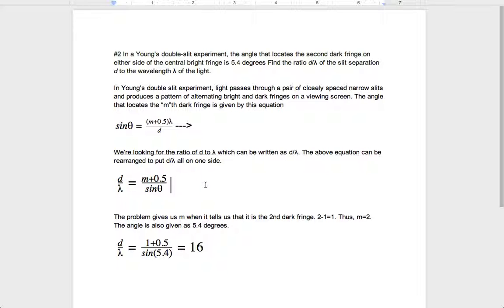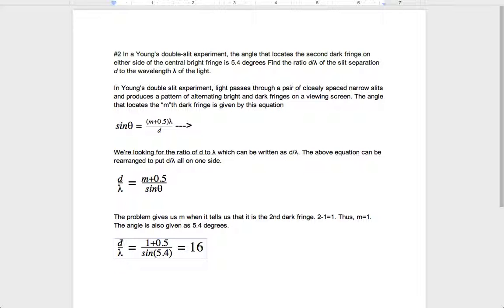And with this equation, it gives us m when it tells us that it's the second dark fringe. So we're going to use 1. And the angle is also given as 5.4 degrees. So we put that in, put 1, and then 1 plus 0.5, excuse me, over the sine of 5.4 degrees equals 16.